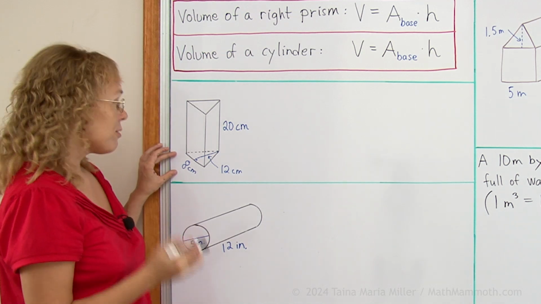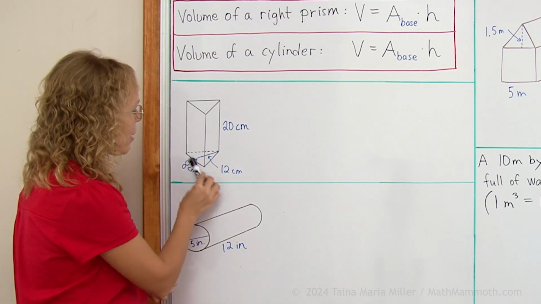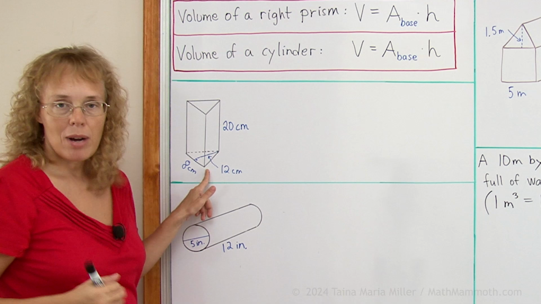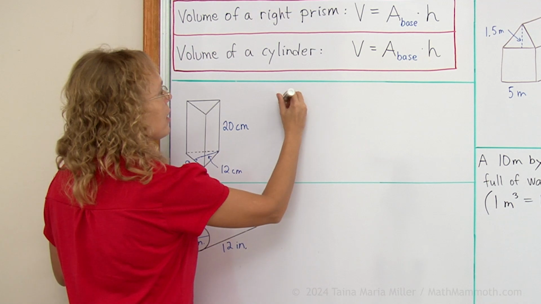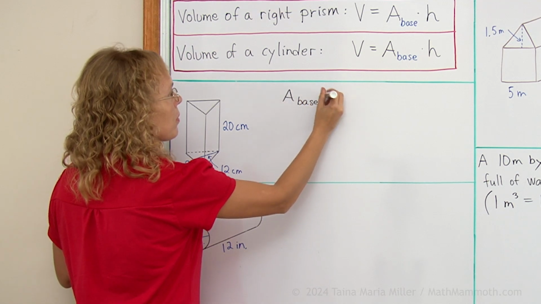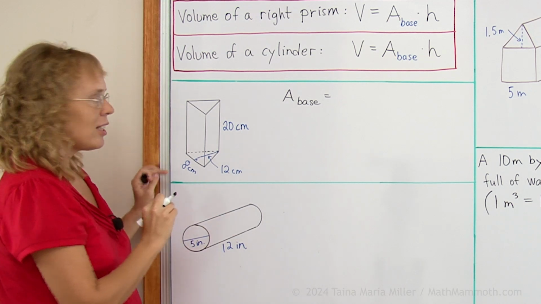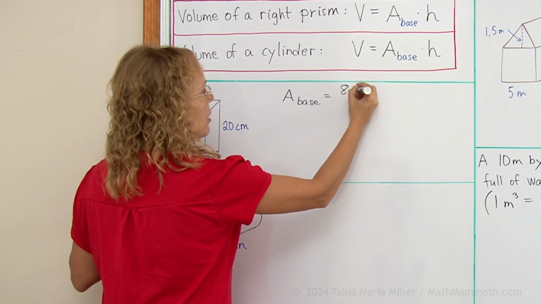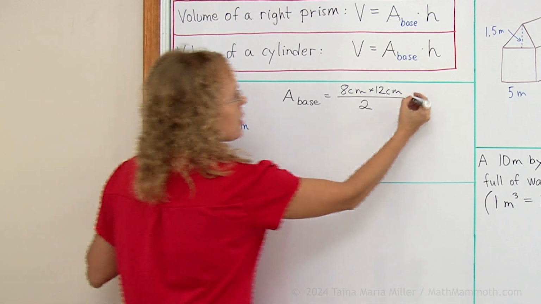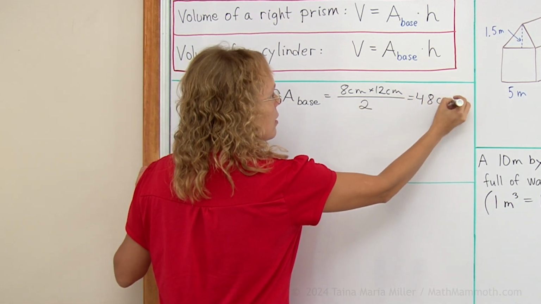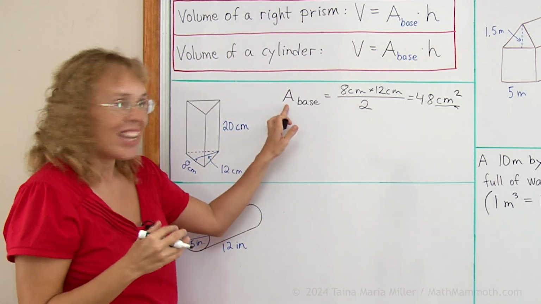So to calculate the volume of this prism, we need to find the area of the bottom part, the area of this base. This time it's a triangle, so I marked in here the base and the height of the triangle. Let's first calculate the area of the base. Being a triangle, we calculate the base times height divided by 2, right? So we get 8 centimeters times 12 centimeters divided by 2, and this is then 48 square centimeters. Notice it is square centimeters because it is area.